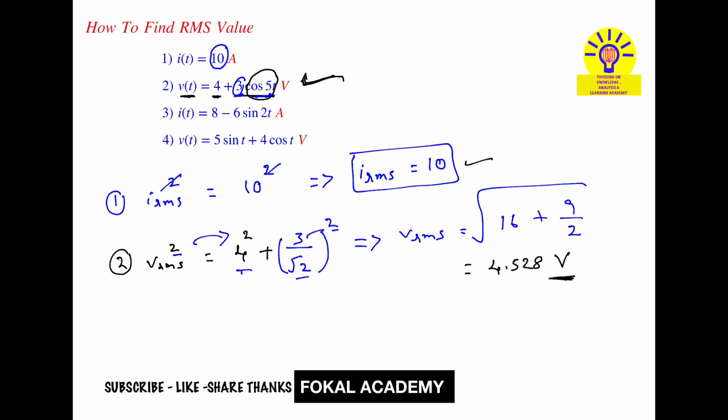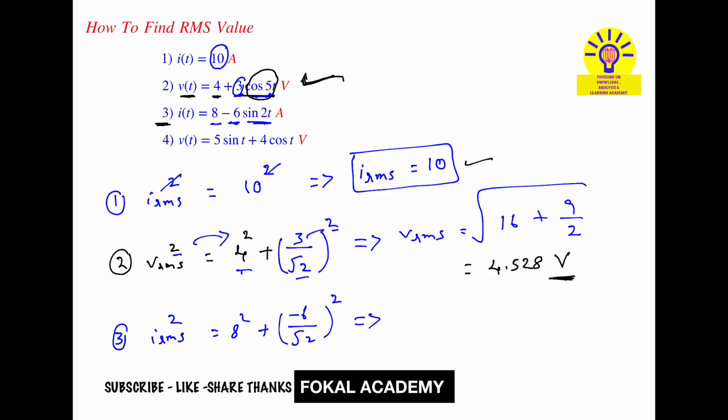Now come to the third problem. In the third problem, here also the same is there. The RMS value can be found for any function with the same pattern. There is no change. So the constant is there, that is 8 square. So here RMS square plus, next, for this function the amplitude is minus 6. So minus 6 by root 2 whole square.